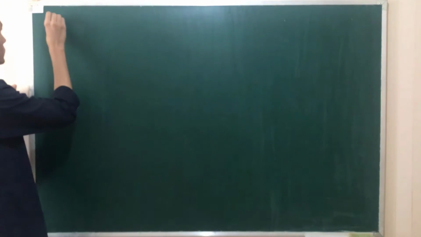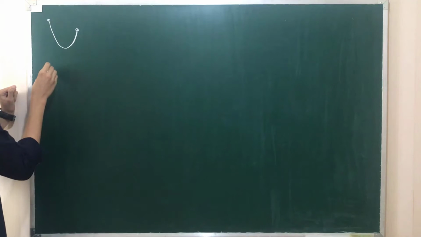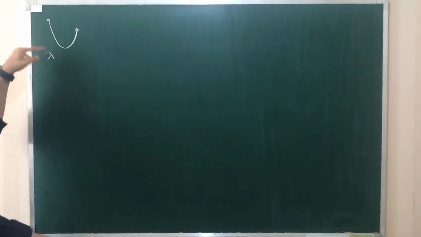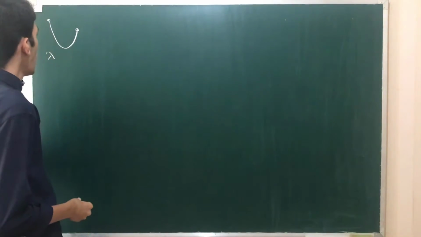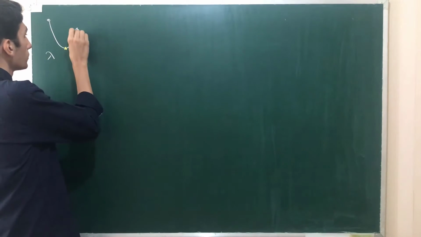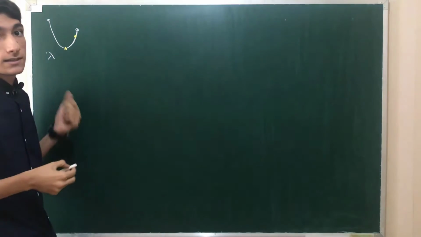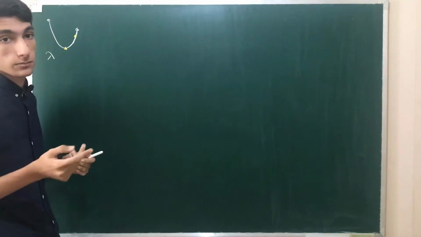Imagine you have a piece of rope with mass per length of lambda hanging from 2 points, and you're trying to figure out what kind of curve this is. For solving this problem, I'm going to focus on these 2 points of the rope, which the first one is the lowest point of the rope, and the second one is just a random point on the right side.